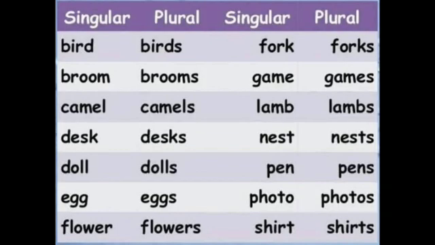For some plurals, we add s or es to the word to make it plural, such as birds, folks, brooms, games, camels, lambs, desks, nests, dolls, pens, eggs, photos, flowers, and shirts. So, these are some of the examples of singular and plural.